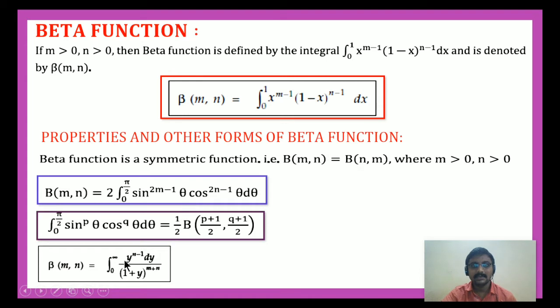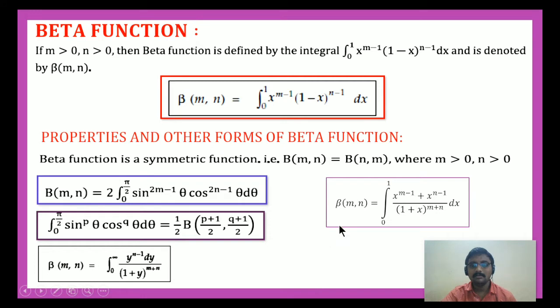Beta of m, n is the integral of 0 to infinity y to the power of n minus 1 upon (1 plus y) whole power m plus n dy. Another form, beta of m, n is the integral of 0 to 1 of x to the power of m minus 1 plus x to the power of n minus 1 upon (1 plus x) whole to the power of m plus n dx. So these are the different forms or other forms.